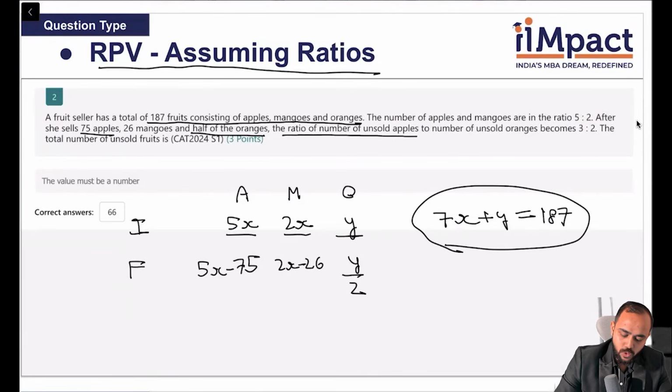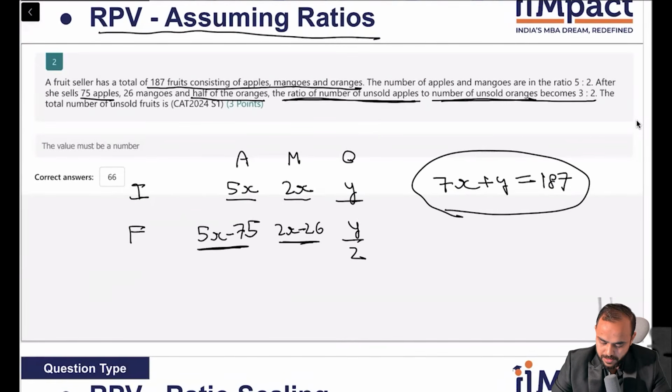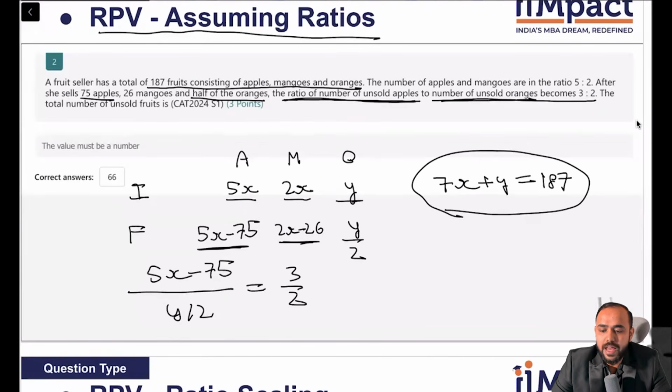The ratio of the number of unsold apples to the number of unsold oranges is 3 is to 2. So this is unsold apples, this is unsold oranges, which means unsold apples is 5x minus 75 and unsold oranges is y by 2, and this becomes 3 by 2. And here you will have your second equation involving x and y. You will not directly get the ratio of x and y because of this 75 here, but you will get a linear equation in x and y. Two variables, two equations, we'll be able to find the values of x and y from here.